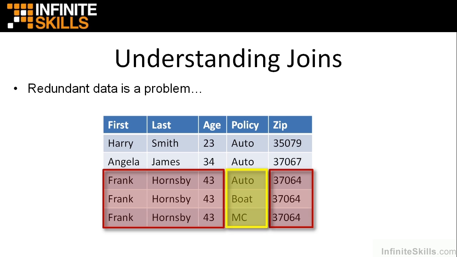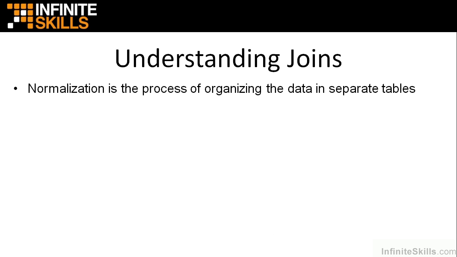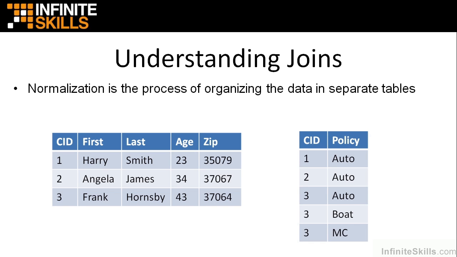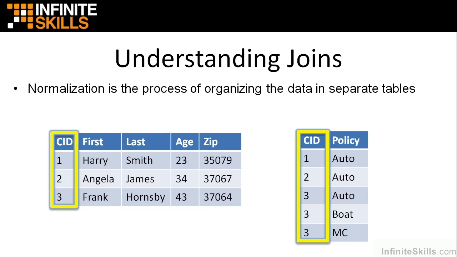Well, let's talk about how we can use normalization to correct this problem. Again, the process of organizing data in separate tables. Notice what we've done. We've changed the table structure up a little bit. You'll notice we've added a new column, a CID column, a customer ID column to both tables. And now for every unique customer, we store their first and last name, their age, and their zip code, right? And then we put CID numbers out here. Then in a separate table with CID numbers, notice we put the policies that they've bought.